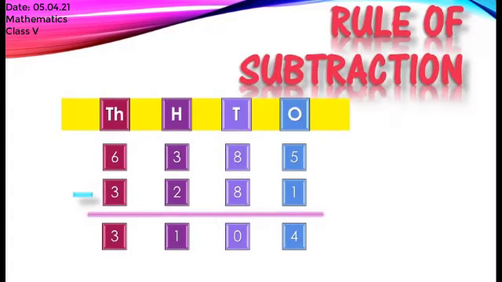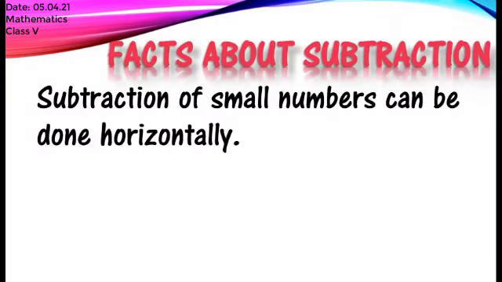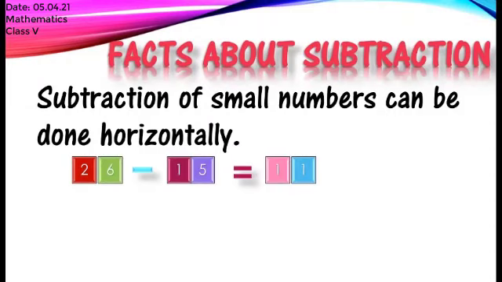Rule of subtraction. The rule of subtraction is the same as the rule of addition, that first we subtract ones, then tens, then hundreds, then thousands, and so on if the number increases. Now let's understand some of the facts about subtraction. The first fact of subtraction states that subtraction of small numbers can be done horizontally.